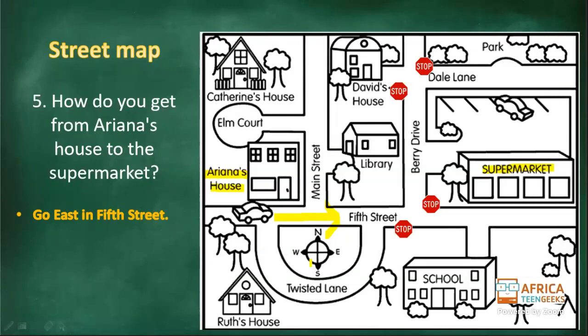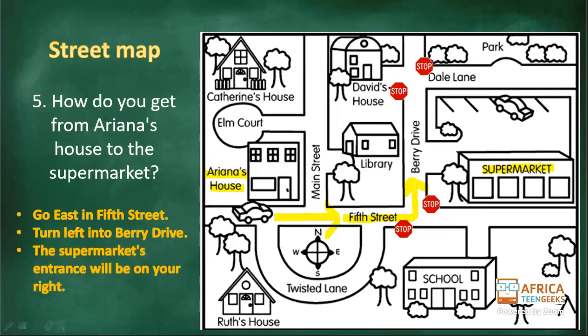Right. Remember your verb. You just said left into Berry Drive, but I want you to say turn into Berry Drive. So now I've turned. And then I'm almost there. You can just end by saying the supermarket's entrance will be on your right. Or you can say something like turn into the parking lot or turn right into the parking lot when you reach the supermarket. So I'll turn in here. There we go. And park my car.